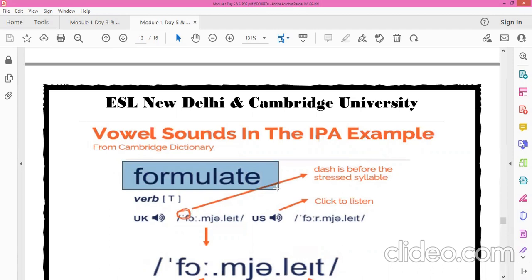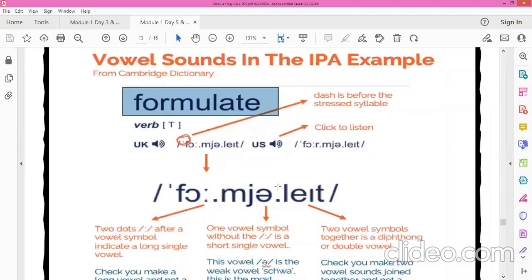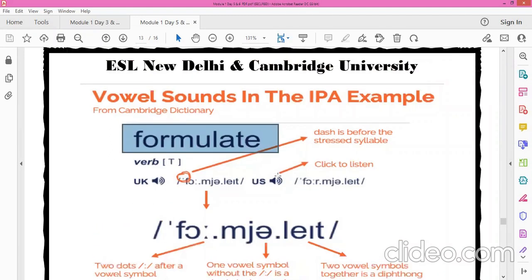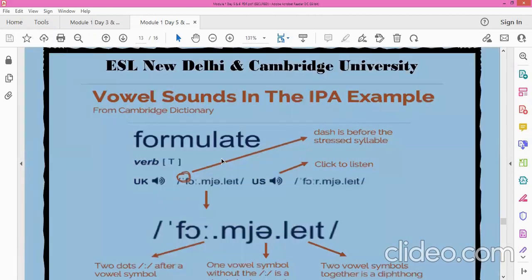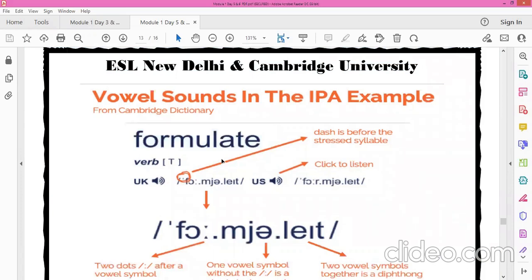So, formulate. How many syllables do we have? Actually, three syllables. Got it? Yes, sir. So three syllables. Now, can I say formulate? No, formulate. So why is it formulate? See, remember already, we have three syllables here.